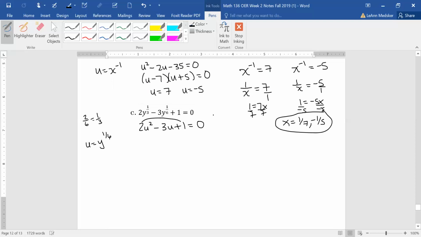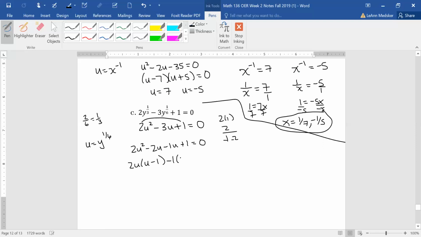This is a factor by grouping problem. So we have 2 times 1 is 2. Factors of 2 are 1 and 2, so it has to be a -1 and a -2 to make -3. So 2u squared minus 2u minus 1u plus 1 equals 0. Factor out a 2u, that would be u minus 1. Factor out the leading sign, and they also have a 1 in common, so that would still be u minus 1. So I get u minus 1 and 2u minus 1 equals 0. So u equals 1 or u equals 1/2. Add 1 and divide by 2.